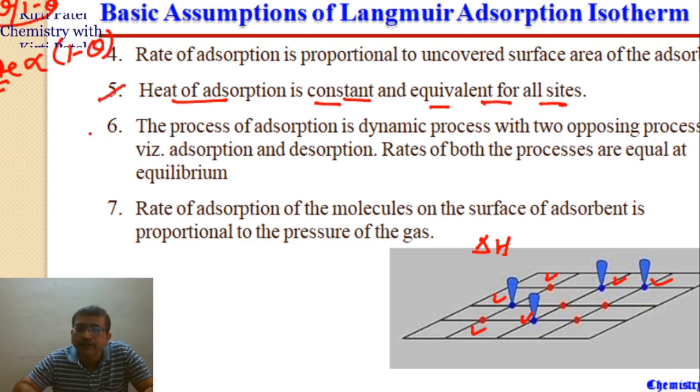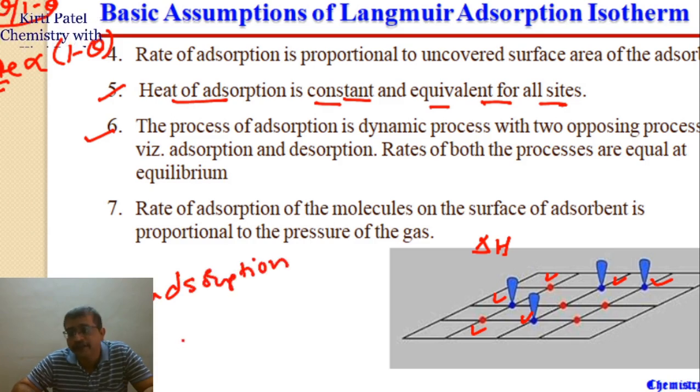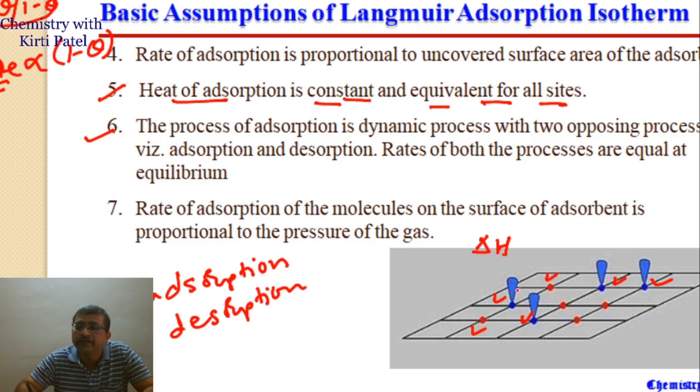The sixth one is that the process of adsorption is a dynamic process. So it consists of two things. One is adsorption taking place, or we also call it condensation, because the gas is sticking on the surface, so it is getting condensed on the surface. And the second is desorption, that is, those molecules which are already occupied can leave the surface and move back into the atmosphere. That is the desorption process, or we also call it the evaporation process.